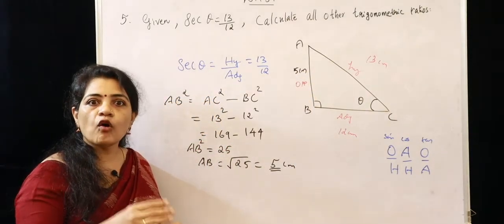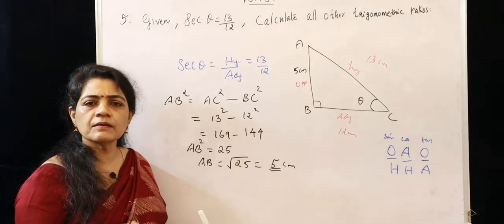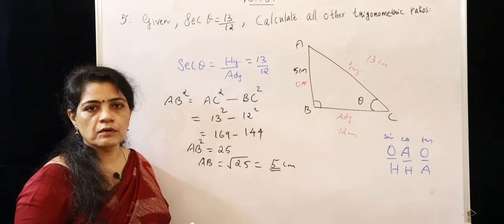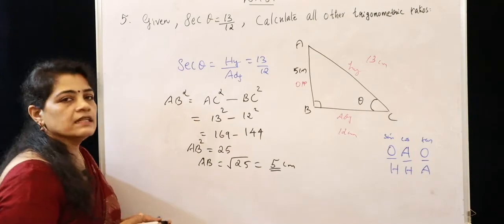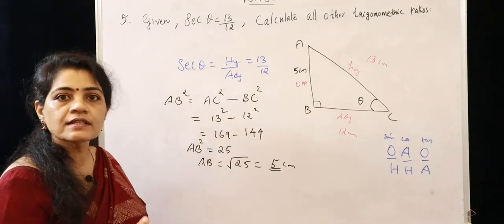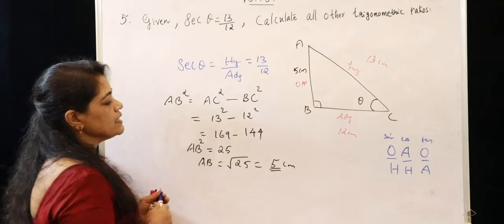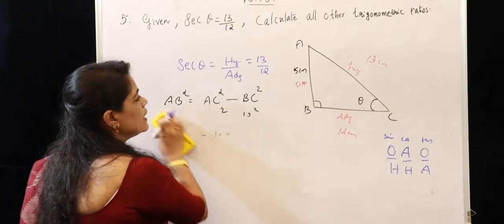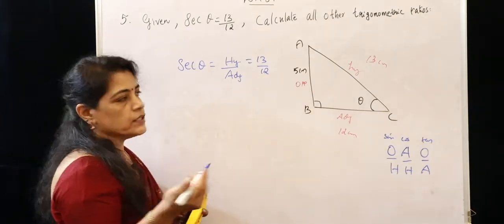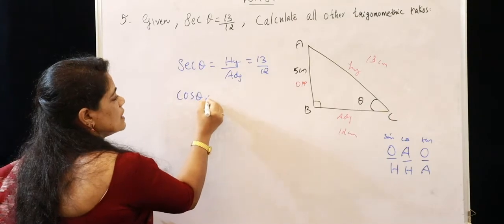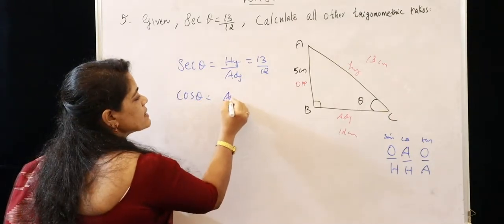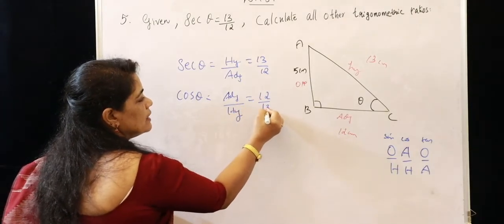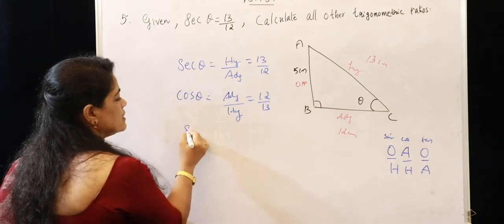Okay, so now we have all three sides. The next step is simply to apply that idea to get the remaining trigonometric ratios. Okay, children, after getting sec theta, what will be its reciprocal? The reciprocal is cos. That means cos theta is equal to, what is cos theta? Adjacent side divided by hypotenuse. So 12 by 13.